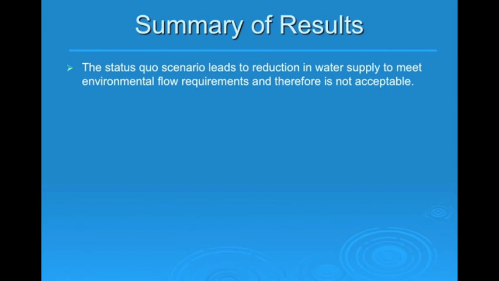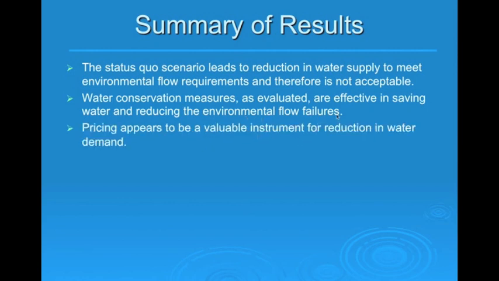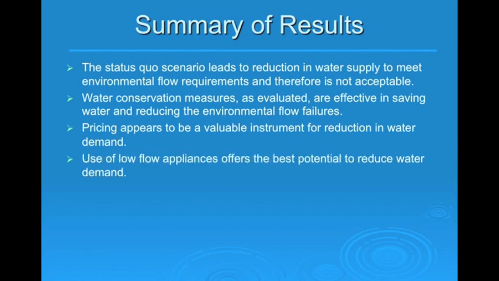So what we've learned so far with this case study is that the status quo scenario leads to a reduction in water supply to meet environmental flow requirements, but it's really not acceptable. You really grow your water use at the expense of environmental flows. But water conservation measures are indeed effective in saving water and reducing the environmental flow failures that we saw. And pricing appears to be a very valuable instrument for reduction in water demand, so it should be implemented. The use of low flow appliances offers a good potential to reduce water demand.